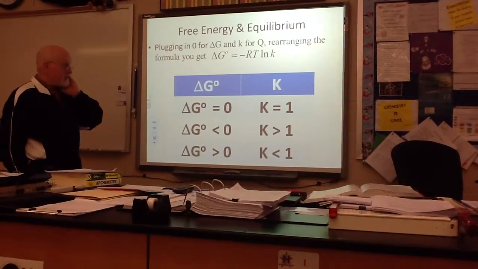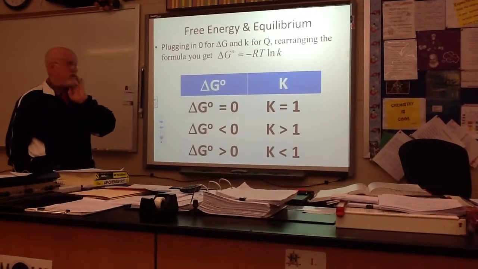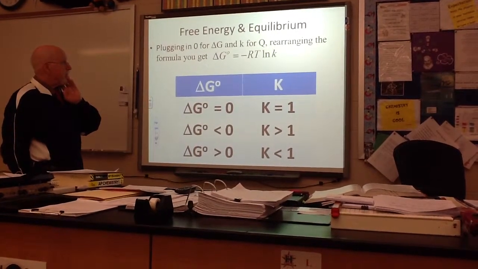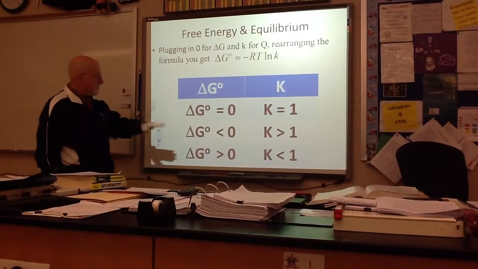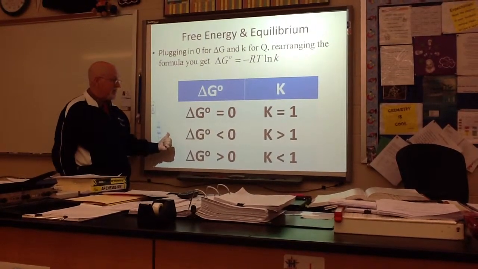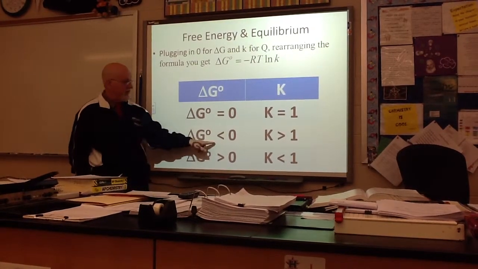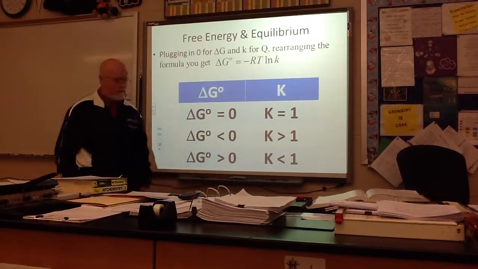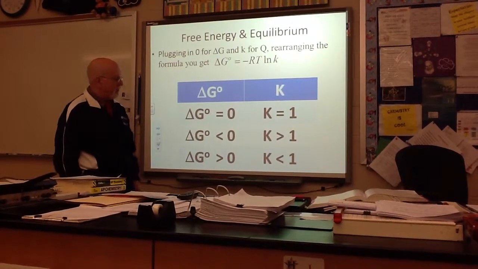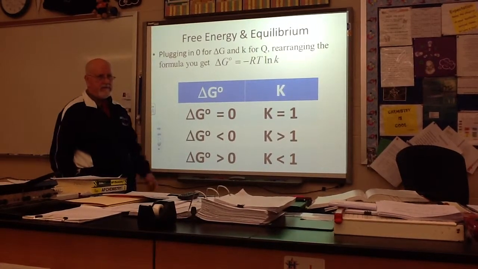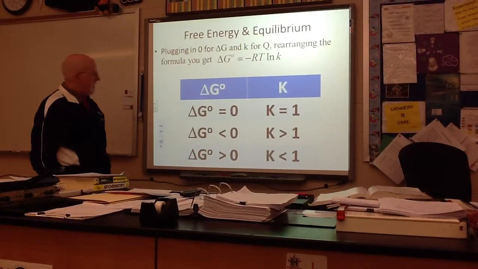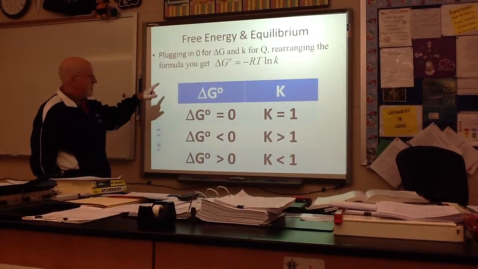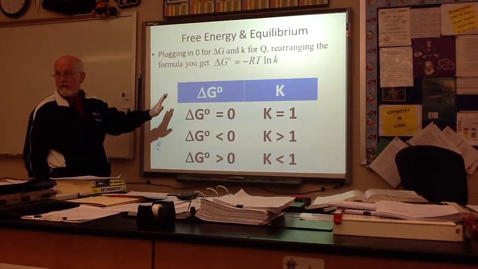If delta G is equal to 0, that's an equilibrium, and K is going to be 1, so we're looking at K here. If Gibbs free energy is less than 0, that means you have a negative value here, and your K is going to be greater than 1. Not necessarily greater than 1, though. We could have a K of 0.1 and still have a positive value. Any questions on that? It's pretty self-explanatory.